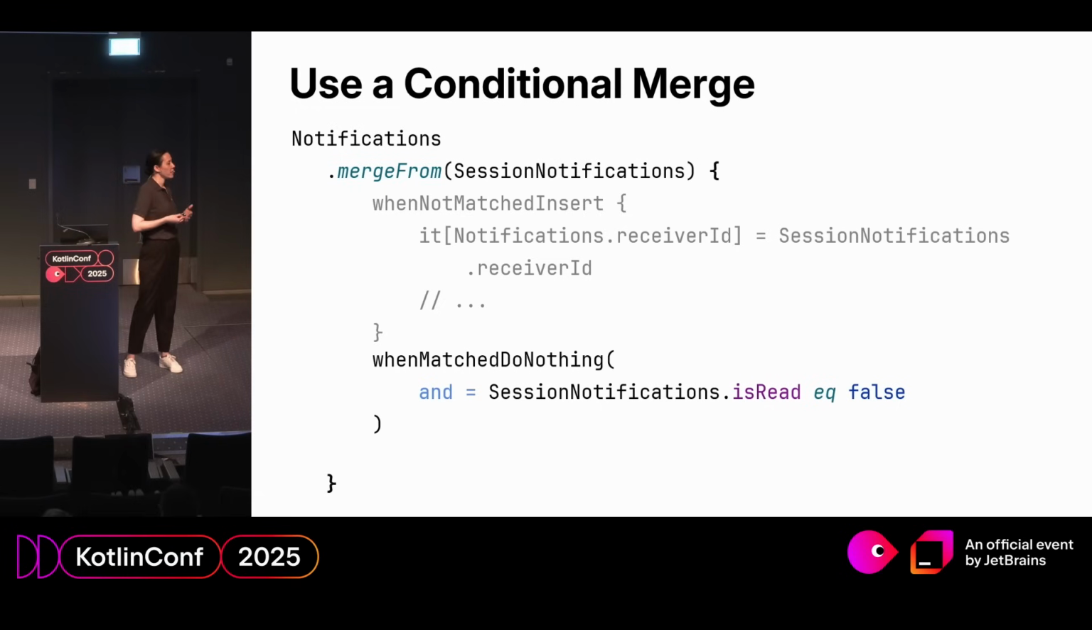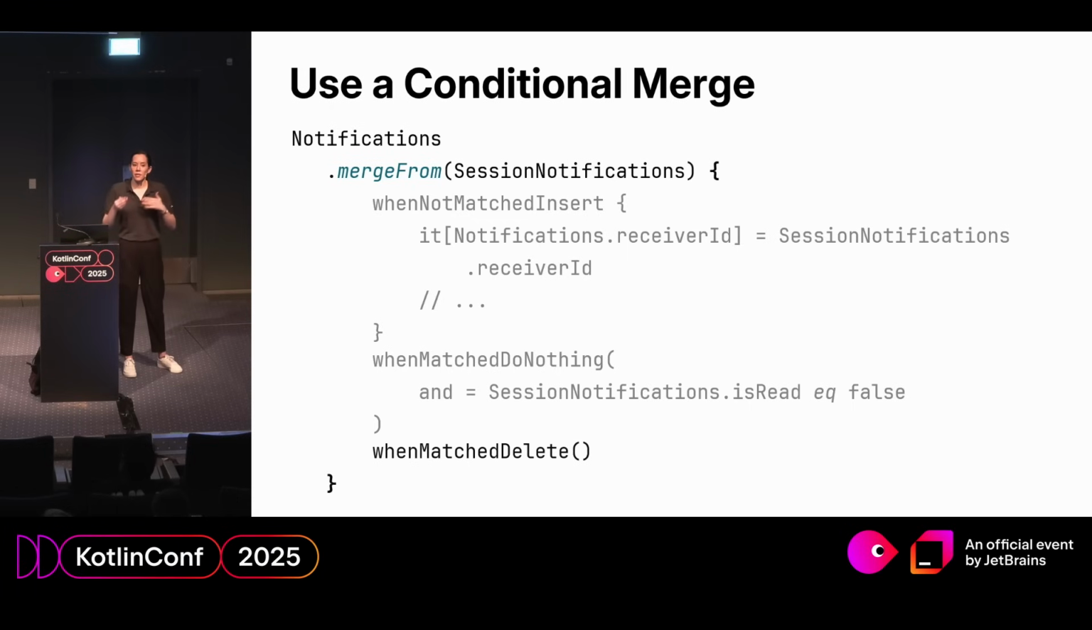We can add a branch that does nothing in the event we found a match, but the notification was not read during the session. And then we can add a branch that deletes the record in the permanent table if we found a match and the notification was read.